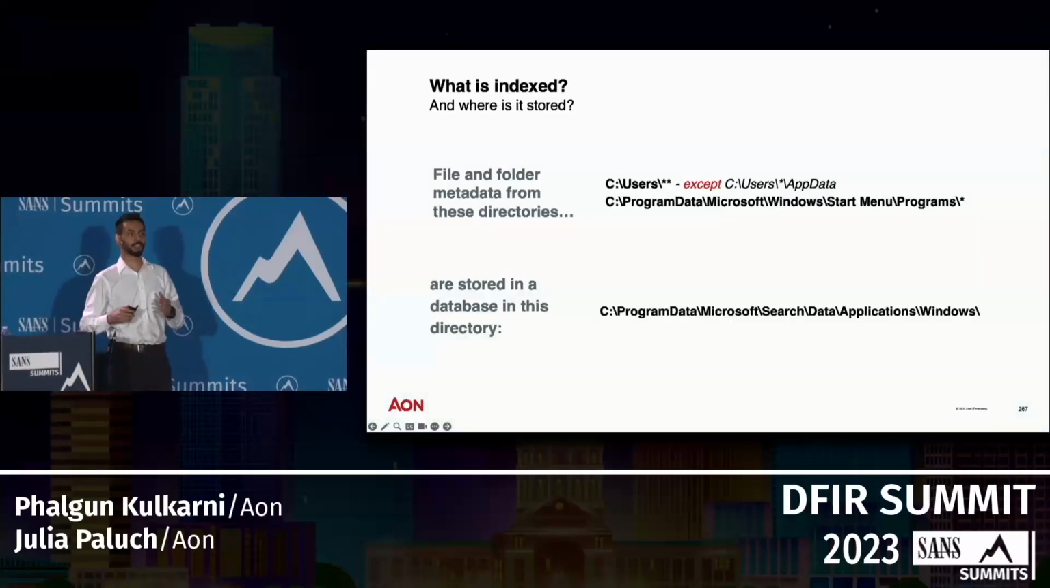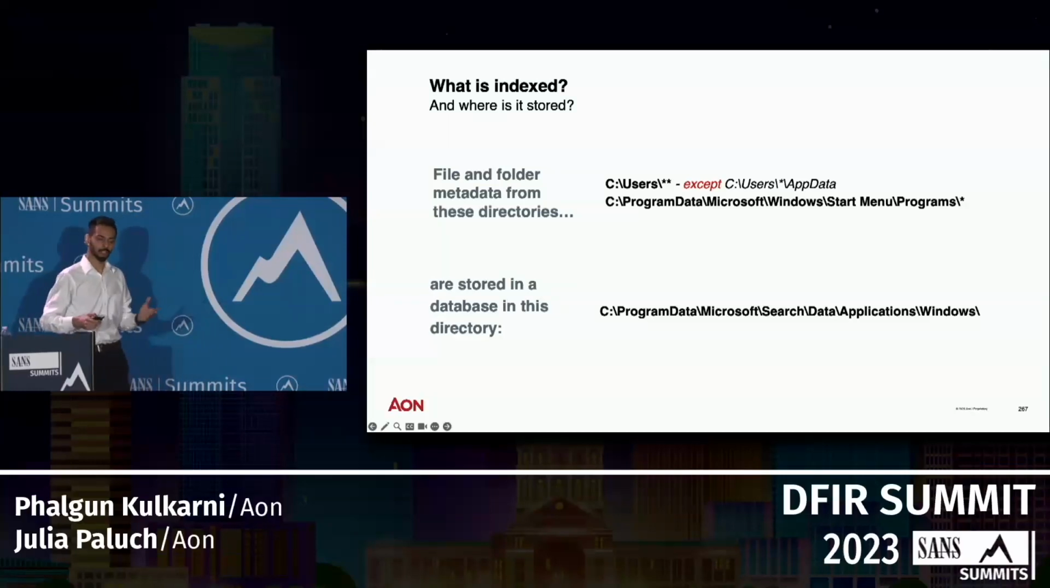So Windows Search Indexer service will index files and folders from two directories, C:\Users and Start Menu Programs. There is one exception though. Files and folders from the C:\Users AppData directory will be excluded by default. These indexed files and folders are stored in a database, which can be found at C:\ProgramData\Microsoft\Search\Data\Applications\Windows directory. So let's see how this database looks like.